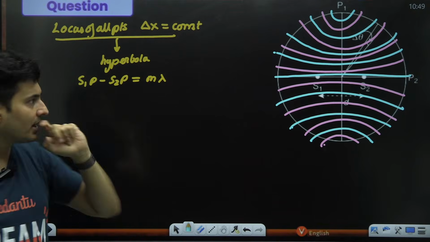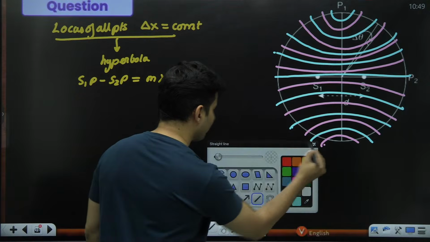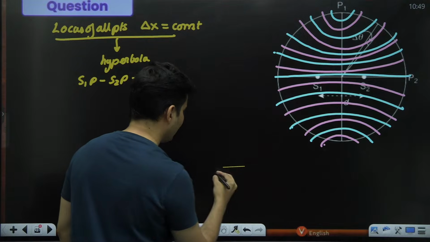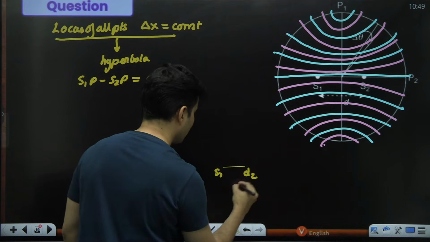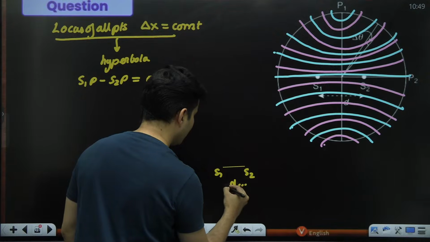Yeah, so here is an idea. See, the two slits are over here. One is S1, one is S2. The distance between them is basically d.